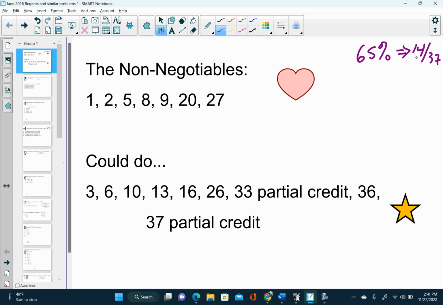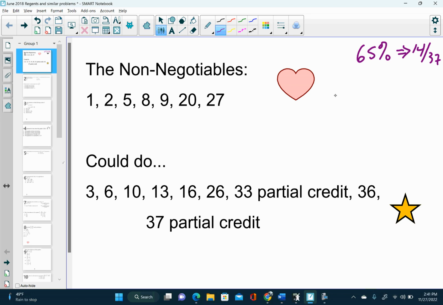So if we count up, these right here are the absolute non-negotiables. Like you absolutely must get these questions right: 1, 2, 5, 8, 9, 20, 27. That's 2, 4, 6, 7 questions. 100% you have to get those correct, okay? So if you get those 7 questions, then we just need to get 7 more correct.